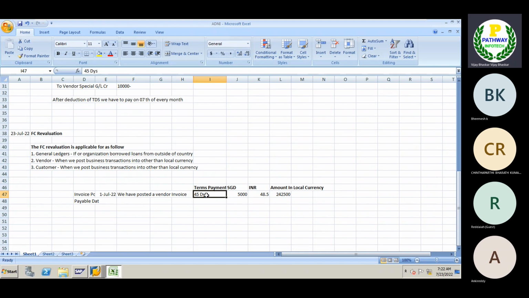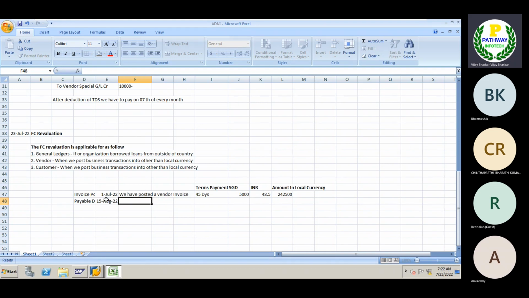After 45 days only we can make the payment, because that is the due date. It means the due date will fall on the 15th of August 2020. Because from 1st July to 15th of August, in total it will be 45 days. Now the payable date we have mentioned, the 45th day, means 15th of August.